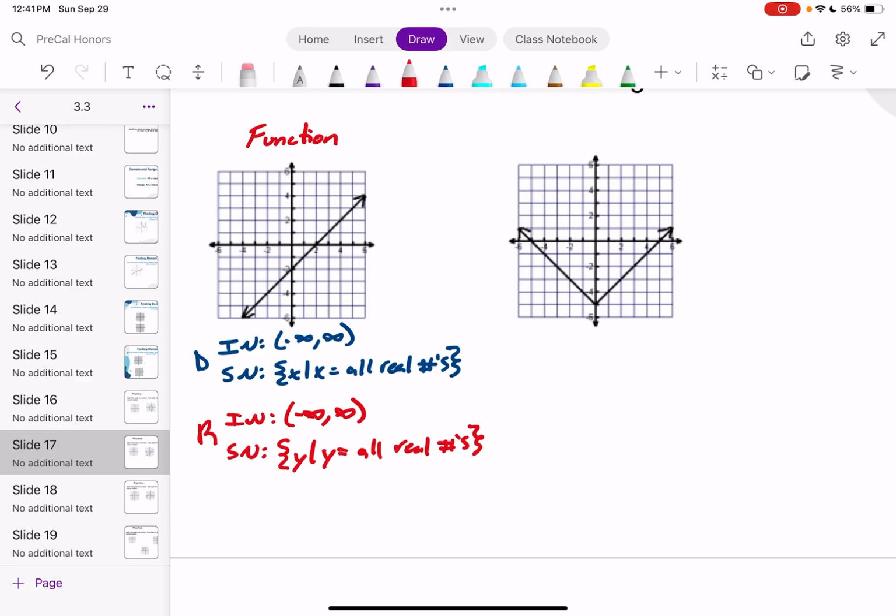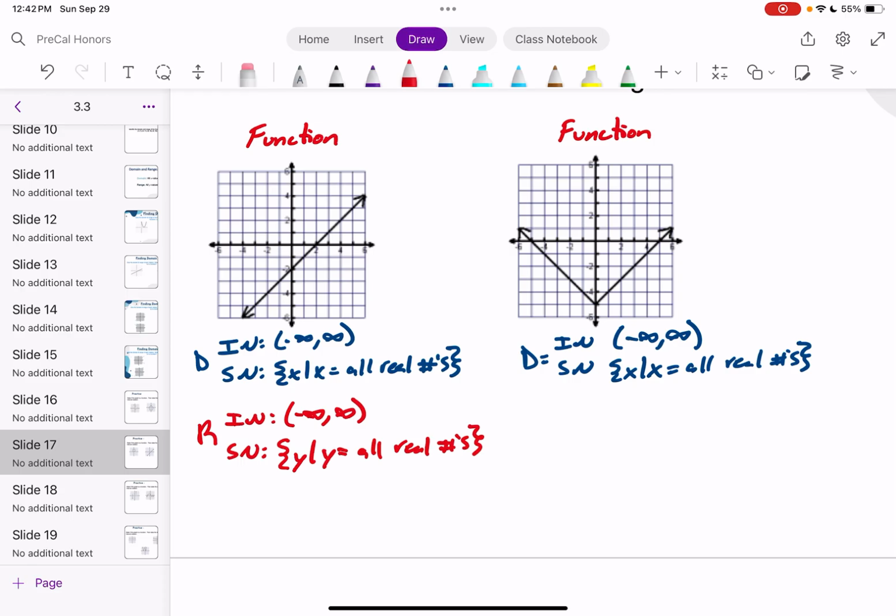As we are taking a look at our third example, this would be a function and would pass the vertical line test. Our domain does go into -infinity and +infinity. Our set notation would be x such that x is equal to all real numbers.